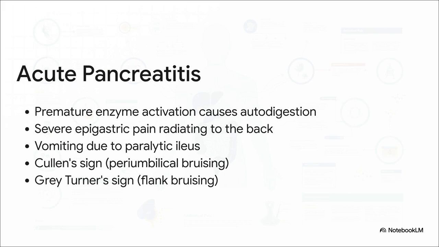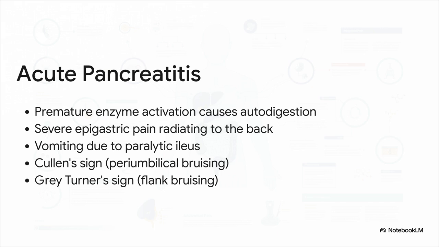Moving down the GI tract, let's look at acute pancreatitis. In this condition, premature enzyme activation causes the pancreas to effectively digest itself. This autodigestion triggers severe epigastric inflammation. And remember our rules of radiation? Because the pancreas sits retroperitoneally, it perfectly explains that classic radiating back pain.